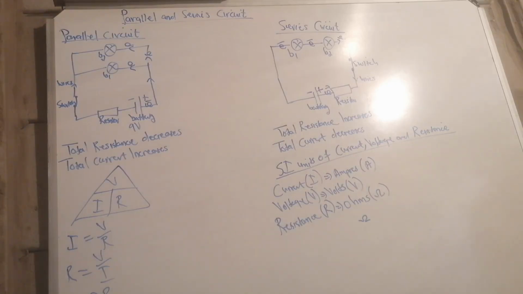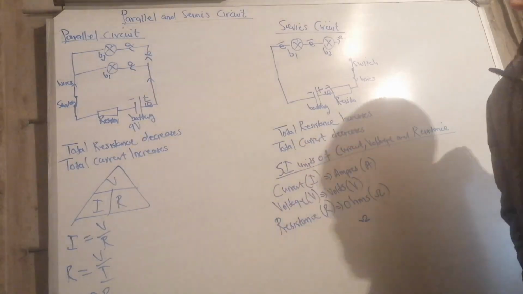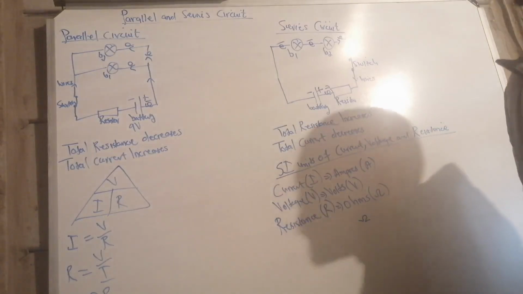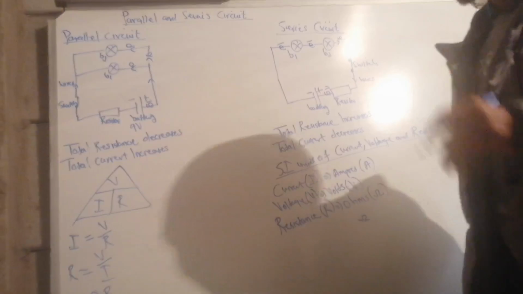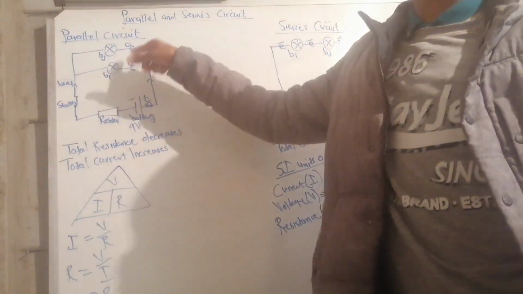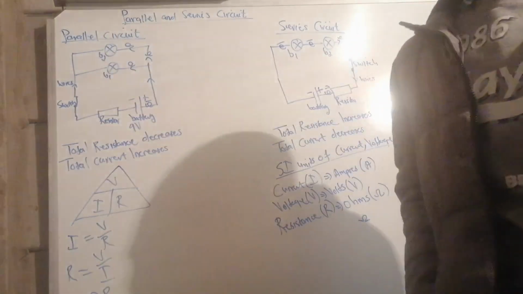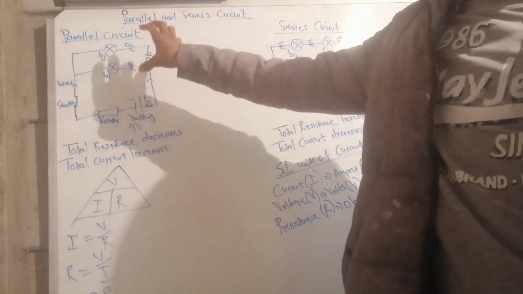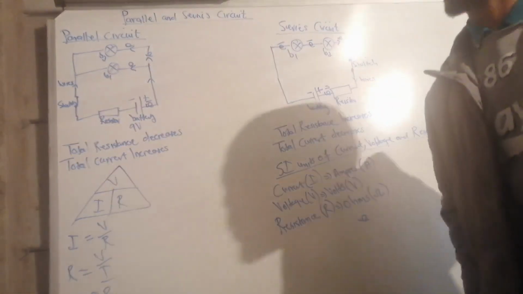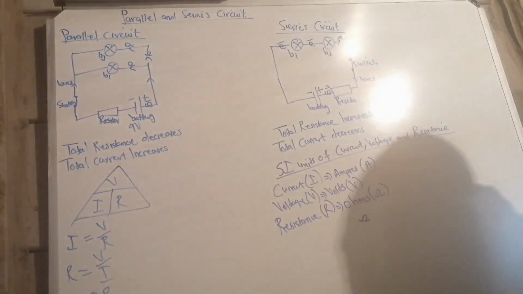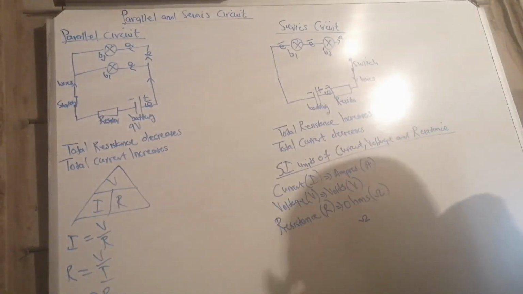The total resistance of the circuit here decreases. Why does it decrease? It's because as you connect your loads in a parallel combination, automatically what happens is the total resistance of that circuit decreases. And this becomes very clear when we deal with a practical demonstration.